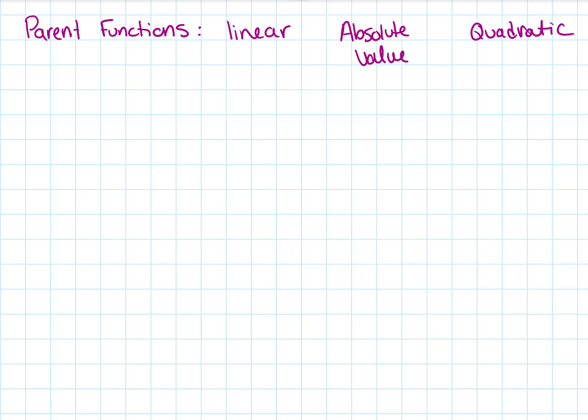Today I'm going to review the parent functions of the linear, the absolute value, and the quadratic. We're going to look at an example and actually graph each. So we're going to start with the linear. So linear is y is equal to x in its parent function state.